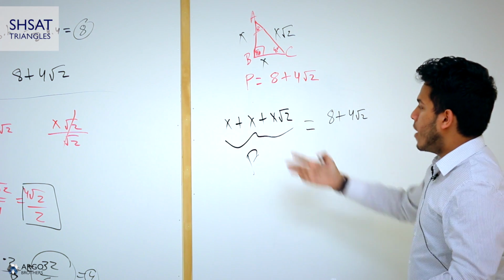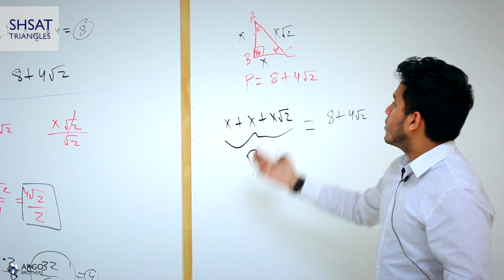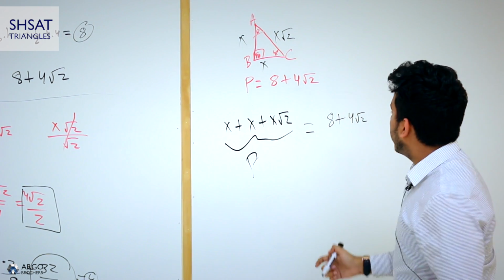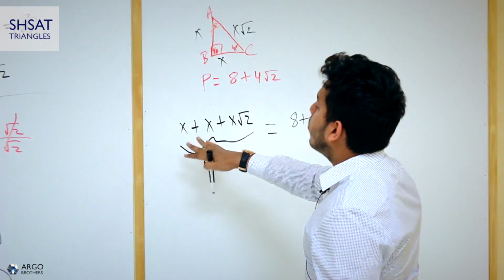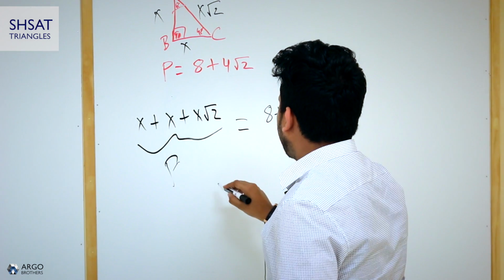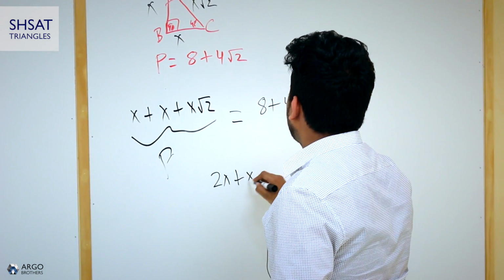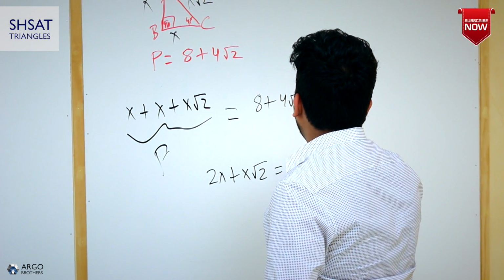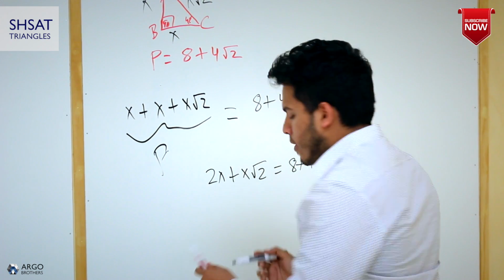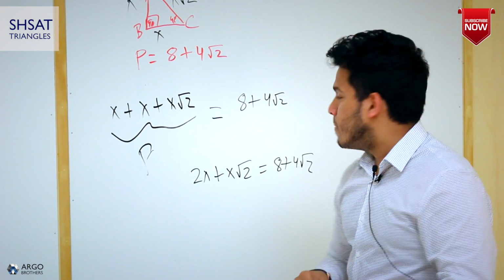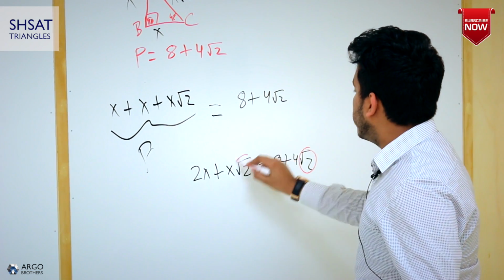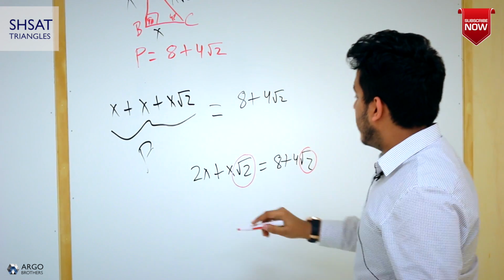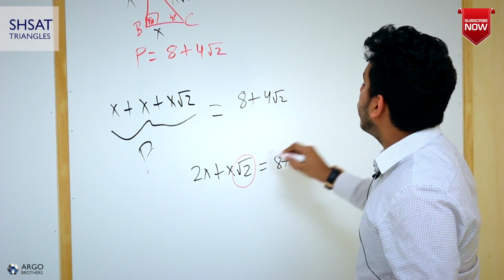Now, if I go ahead and try to solve for x, I can actually find out the answer. I have two like terms, and I have one like term over here: x plus x, which is 2x, plus x radical 2 is equal to 8 plus 4 radical 2. And right away, you can see a beautiful relationship. Hopefully you've caught this, but here's a radical 2, here's a radical 2. This is looking very similar over here, and here's the 4.